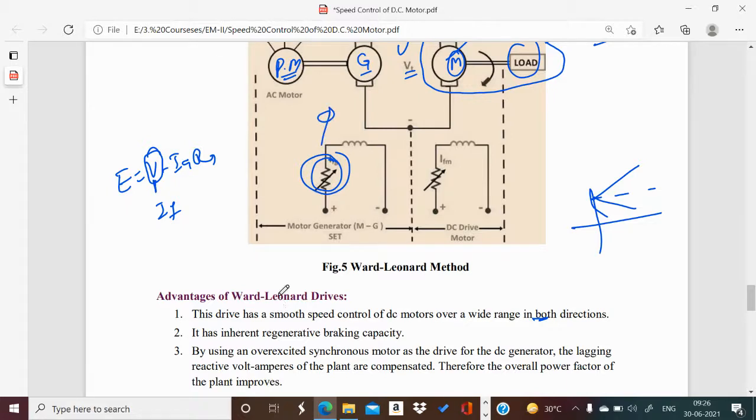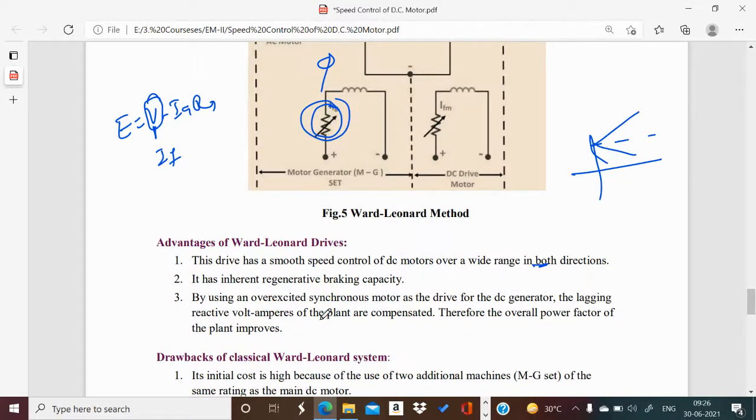This field excitation of the generator is responsible for production of flux, as a result of which flux will be responsible for production of terminal voltage. It also has inherent regenerative braking capacity. That means as and when there is no load, it will deliver power instead of consuming power. By using an overexcited synchronous motor as the drive for the DC motor, the lagging reactive volt-ampere of the plant is compensated. Therefore, the overall power factor of the plant is improved.